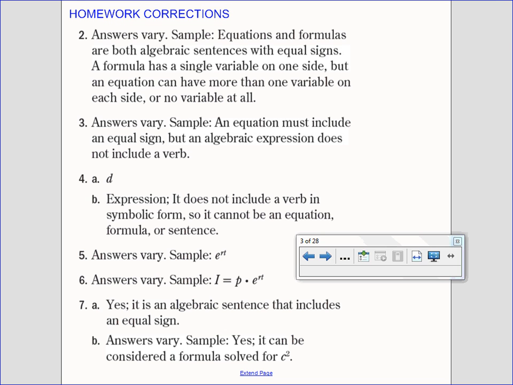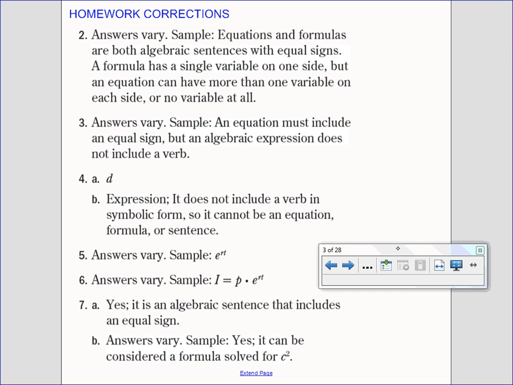So here we go. These first ones have varied answers, so you could have lots of different things. Equations and formulas are both algebraic sentences with equal signs. The formula has a single variable on one side set equal to one or more other variables. The equation has to have an equal sign, but an algebraic expression doesn't have an equal sign. For A, it's D, decimal. B was just an expression.